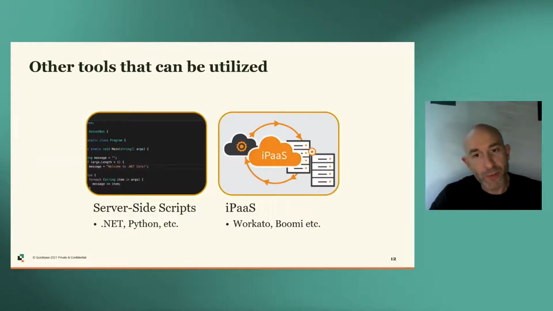So some other tools you might think about using, you could definitely do server-side scripts, if you've got .NET, Python, something like that. And you could also use another integration platform. So we're going to go through pipelines, which is QuickBase's integration platform, but there's also other integration platforms out there, like Workato, Dell Boomi, and you can use these in a similar way to make the API calls out to QuickBase.